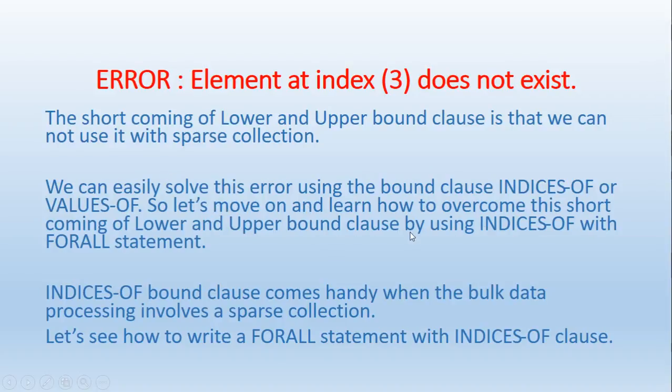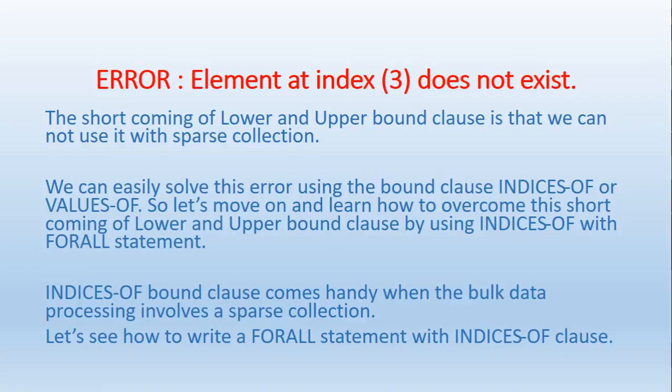So let's move on and learn how to overcome this shortcoming of the lower and upper bound clause by using indices of with the FORALL statement. The indices of clause comes in handy when the bulk data processing involves a sparse collection. When we are dealing with a dense collection, the lower and upper bound clause is sufficient to handle the thing. But when a sparse collection comes into the picture, then the lower and upper bound clause doesn't work actually. So in that case we have to use indices of or values of at certain places. Here we are learning about indices of, so I'll show you how to use indices of in this example.